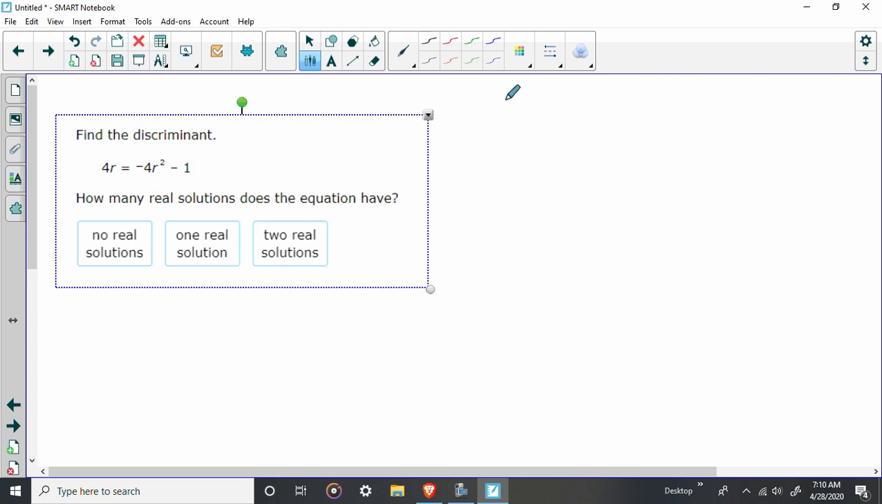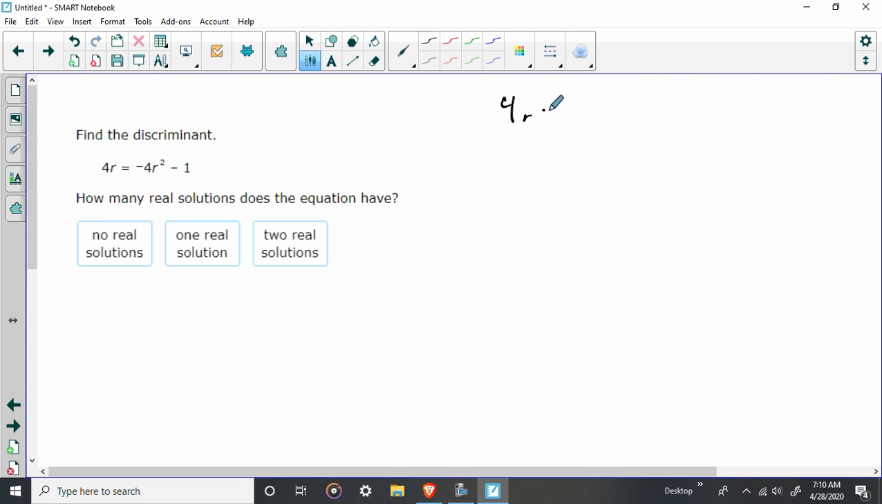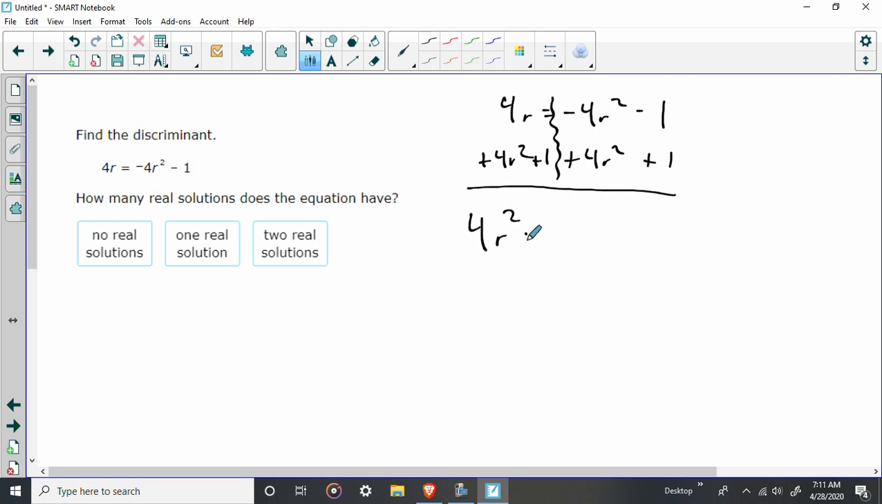Here, we are not in standard form. This is not equal to 0. So the first thing we need to do is move everything to the other side. So I move 4r squared, I move +1. Everything has got to get moved over. Add and add, they're both negative, so what are we going to have over here? 4r squared plus 4r plus 1 is equal to 0, and now you can continue.